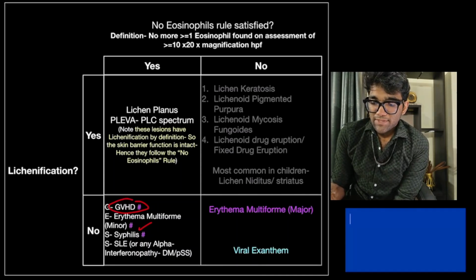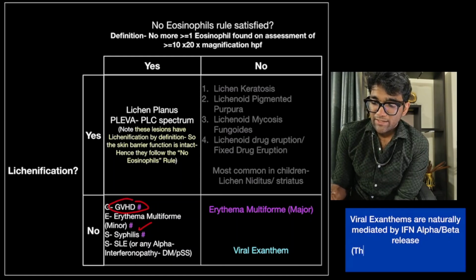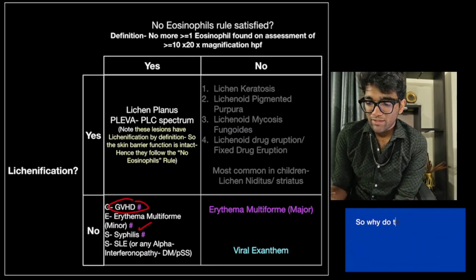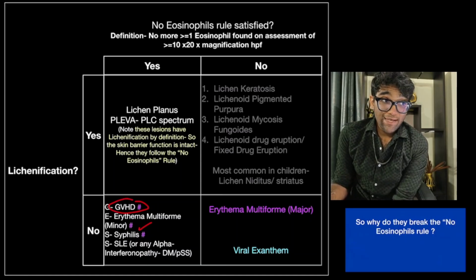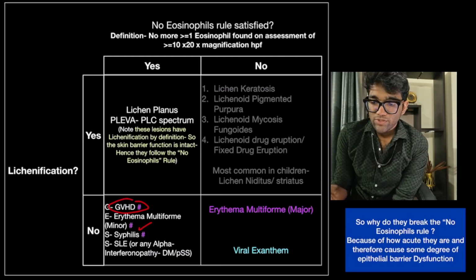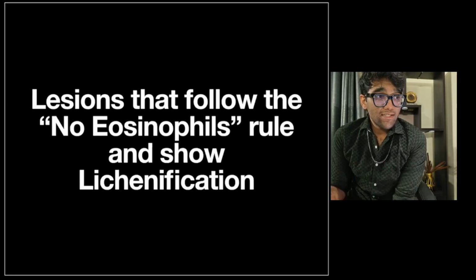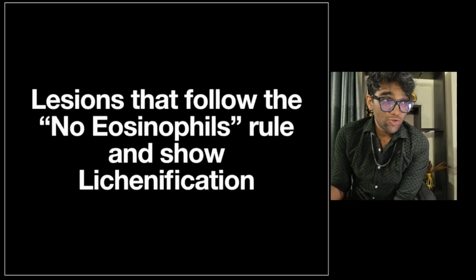Now viral exanthems, like I've just discussed, are naturally mediated by type 1 interferon release, and that is the literal function of alpha and beta interferon, and therefore they will not disrupt the barrier. However, they are very severe and acute, so they break the no-eosinophils rule. Okay, now since we've divided these disorders into these 4 subclasses, we'll follow through and discuss each of the subclasses.